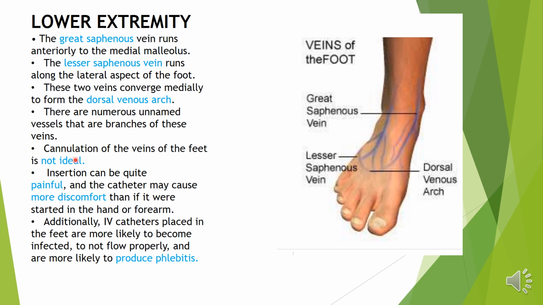This is not the ideal place for cannulation because it is painful. It can cause more discomfort to the patient. Then it can get infected, not flow properly, and is more likely to cause infection of the vein called phlebitis. So in case the veins in the hands are not available, we can use these veins for IV cannulation. These include the great saphenous vein, lesser saphenous vein, and dorsal venous arch with several other unnamed vessels.